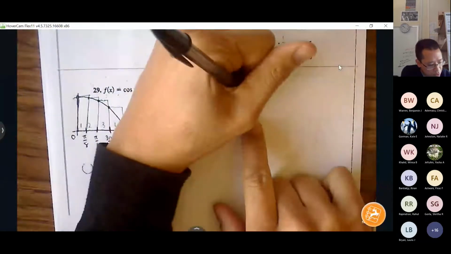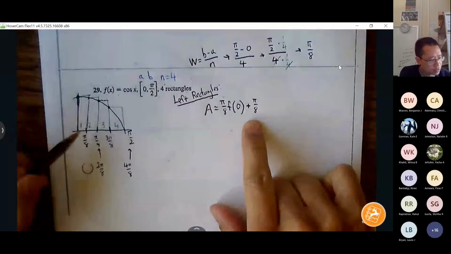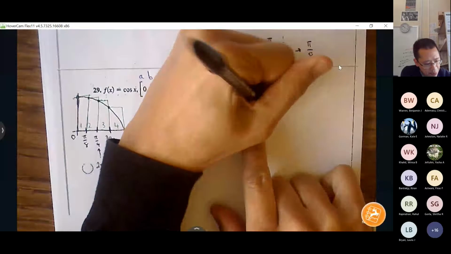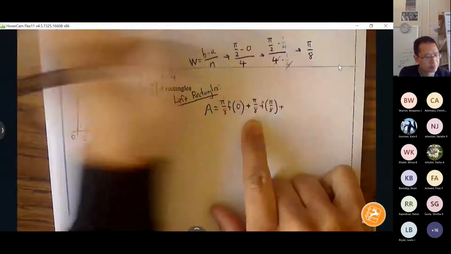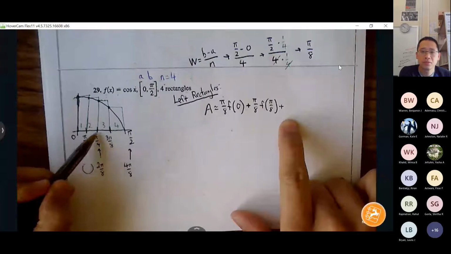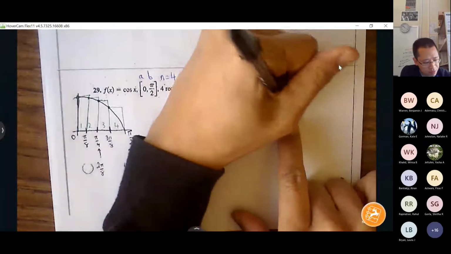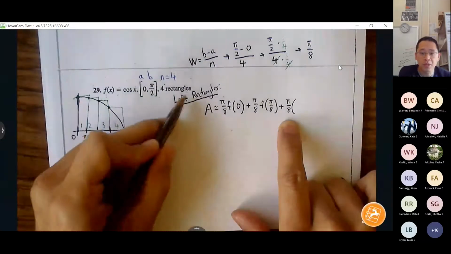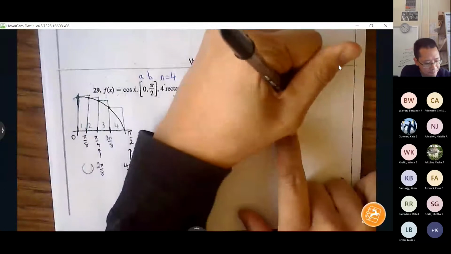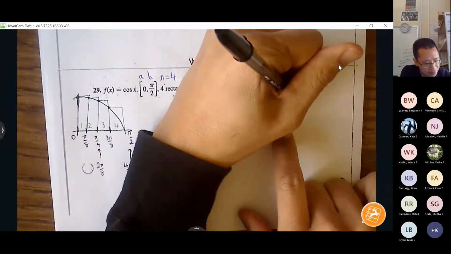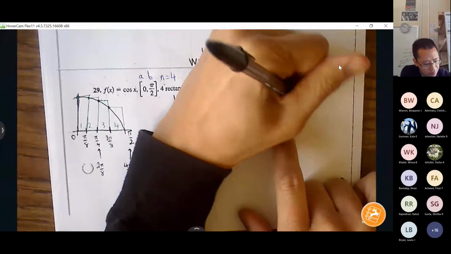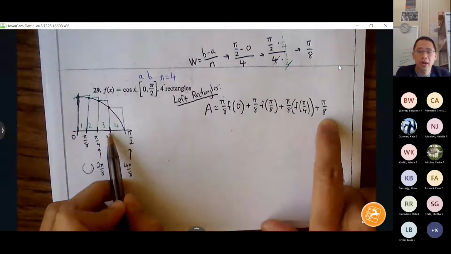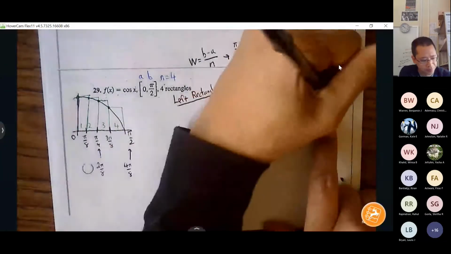Okay, the second rectangle also has a width of pi over 8. The height is now going to be f of pi over 8. Third rectangle, width is still pi over 8. But for the height of my third rectangle, I'm going to be using f of pi over 4, because I want to use the left endpoint of each subinterval. For the fourth rectangle, I'm going to use the height determined at 3 pi over 8.